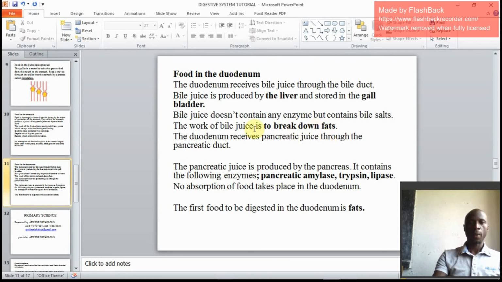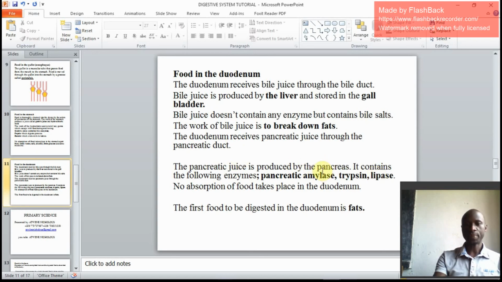So the duodenum receives pancreatic juice through the pancreatic duct. This is another duct. It is also a passage, the pancreatic duct. Then pancreatic juice is produced by the pancreas. So pancreas produces pancreatic juice. Then that pancreatic juice will pass through the pancreatic duct as it goes to the duodenum.